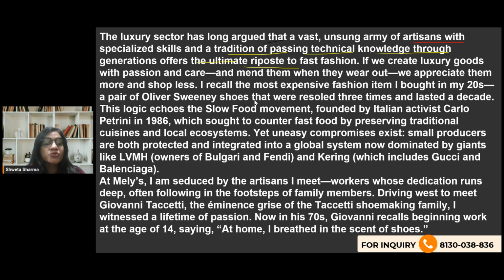If we create luxury goods with passion and care and mend them when they wear out, we appreciate them more and shop less. I recall the most expensive fashion item I bought in my 20s, a pair of Oliver Sweeney shoes that were resold 3 times and lasted a decade. This logic echoes the slow food movement founded by Italian activist Carlo Petrini in 1986, which sought to counter fast food by preserving traditional cuisine and local ecosystems.